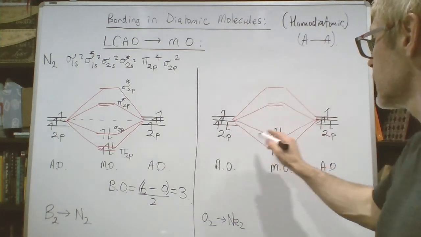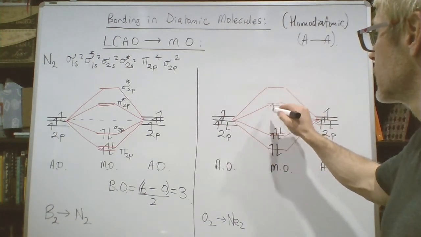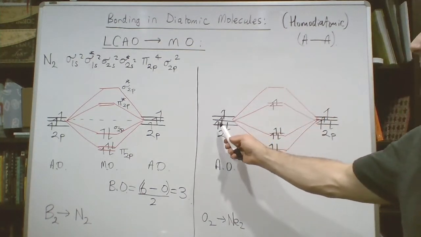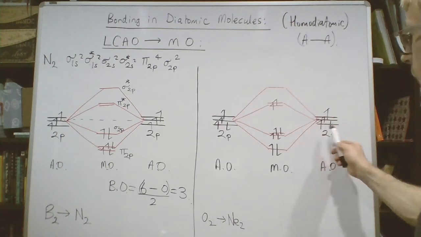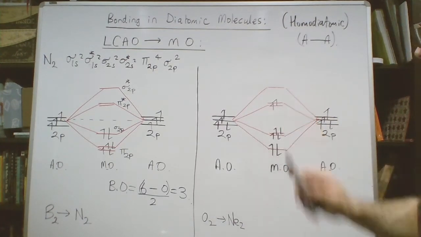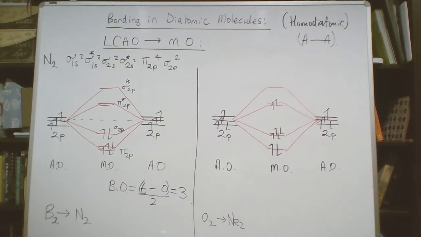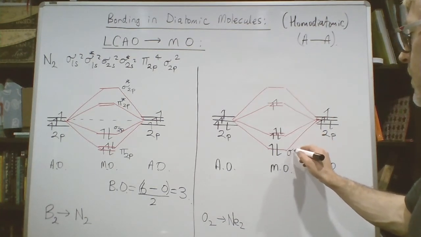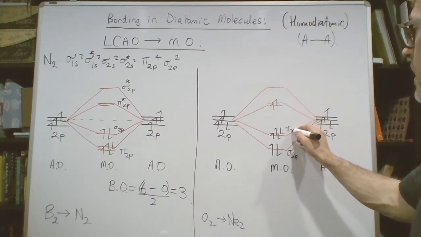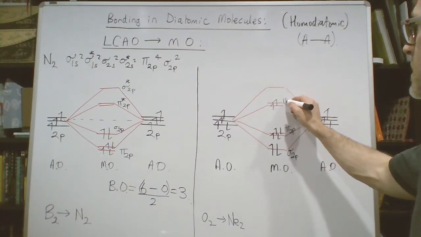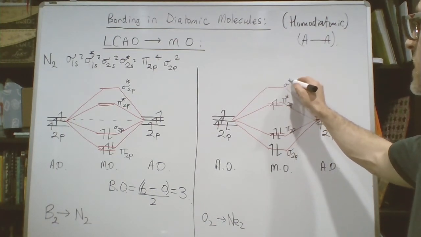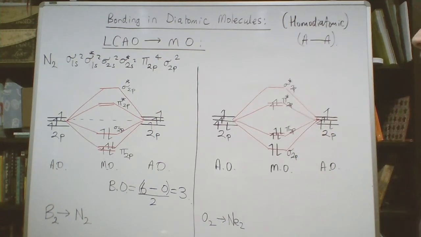So how many is that? I need another couple. Okay. So I've got 8. So 1, 2, 3, 4, 5, 6, 7, 8. Okay. Let's label these. So this is now the sigma 2p. This is the pi 2p. This is the pi star 2p. And we've got the sigma star 2p.